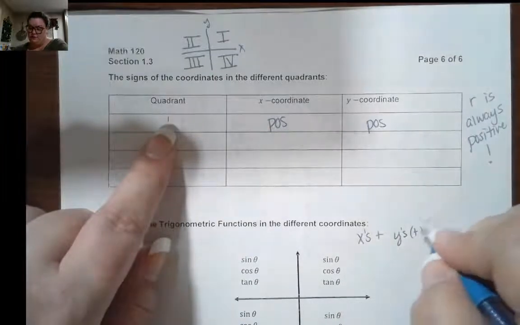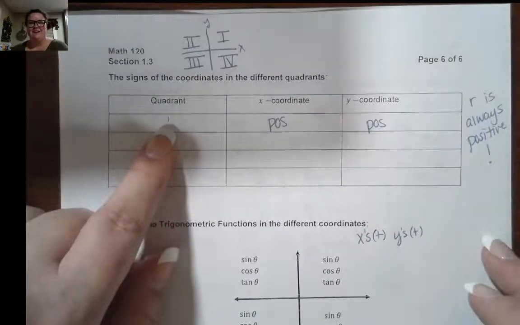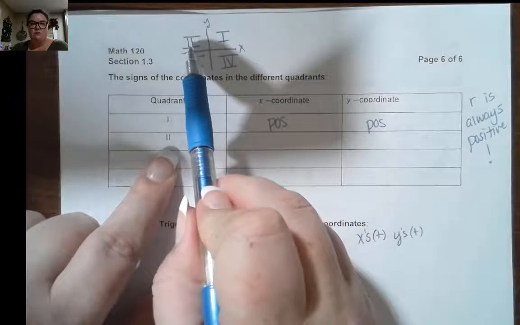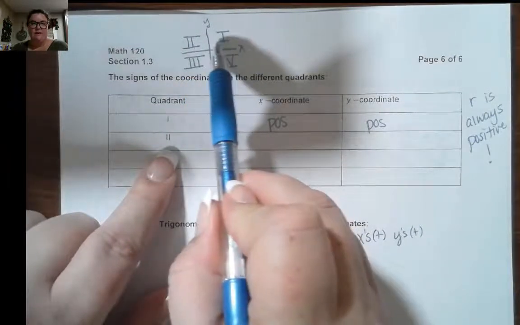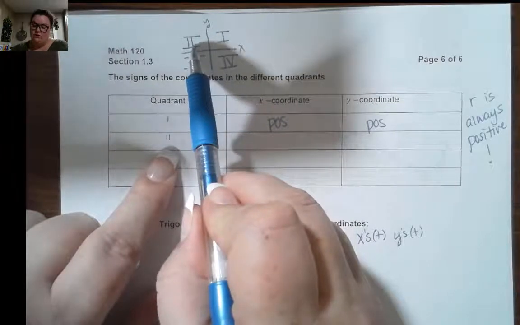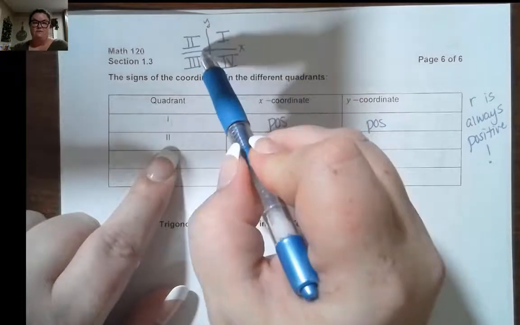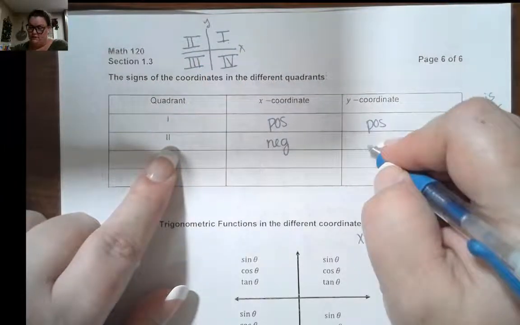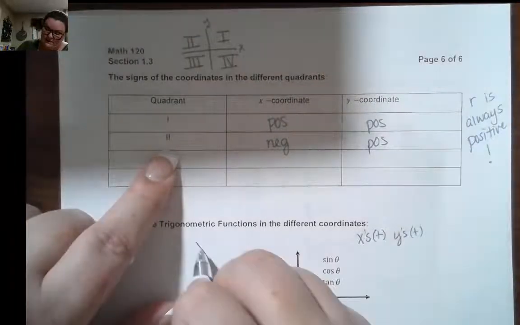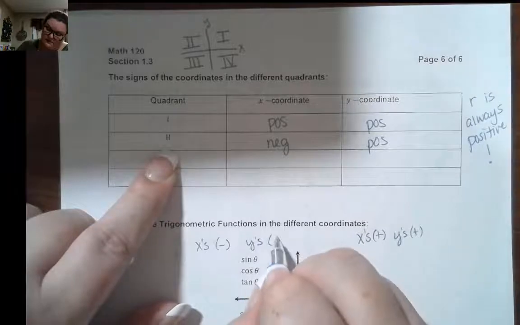Okay, let's look at quadrant 2. When we move over here to quadrant 2, our x's are no longer on the positive side. They're on this side of 0. So in quadrant 2, our x's are negative, but our y's are still above 0, so our y's are still positive. I'm going to go ahead and just write over here. On this side, our x's are negative, and our y's are positive.